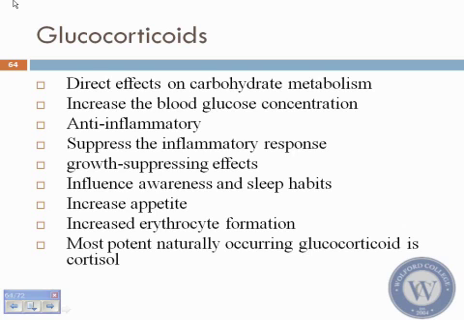Direct effects of glucocorticoids is they have direct effects on carbohydrate metabolism. That kind of makes sense if you look at the word and break it apart. Glucocorticoid, it increases blood glucose concentration, so it's an anti-inflammatory agent, which is what it's used for. It suppresses the inflammatory response and has growth-suppressing effects and influences awareness and sleep habits, increases appetites, increases erythrocyte formation, and the most potent naturally occurring glucocorticoid is cortisol.